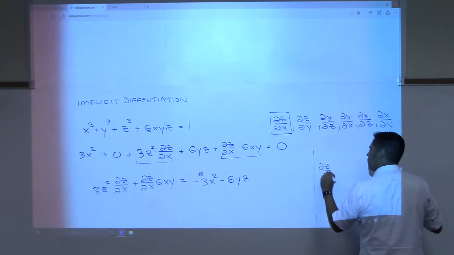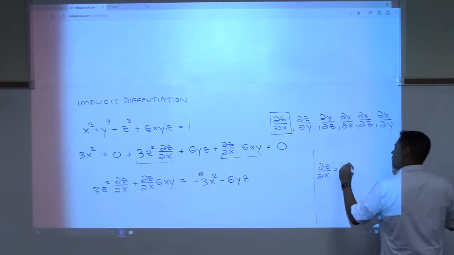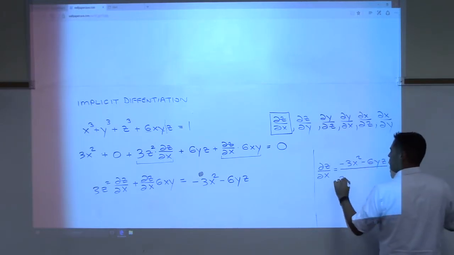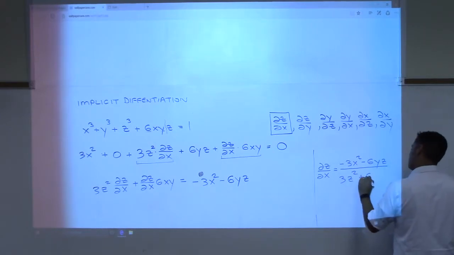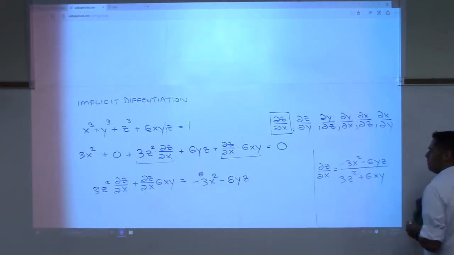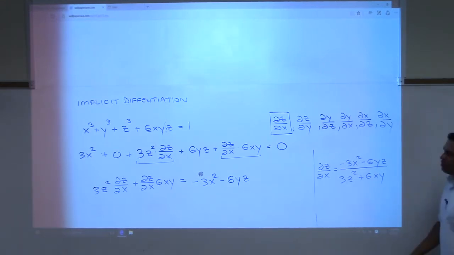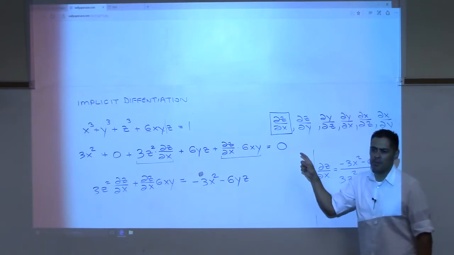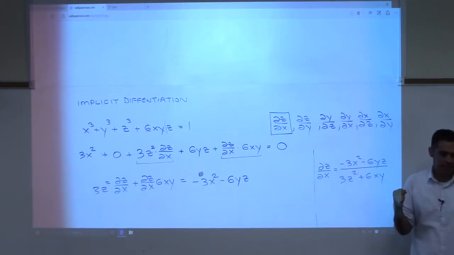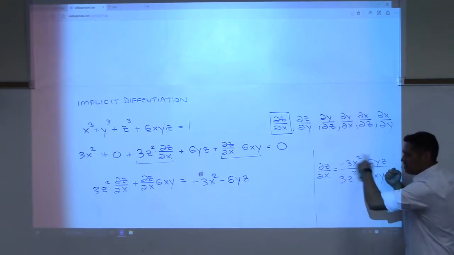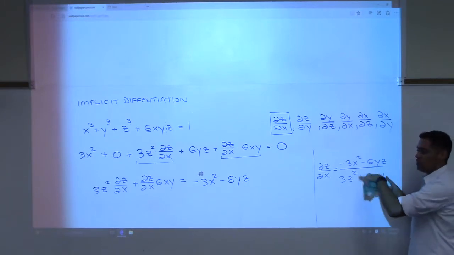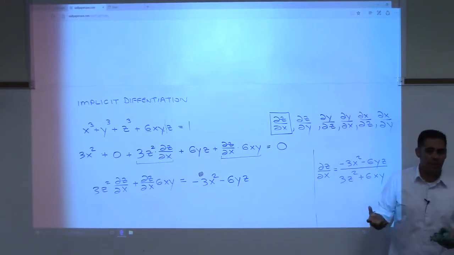Partial z with respect to x is negative 3x squared minus 6yz over 3z squared plus 6xy. So for this particular equation, if I want to know how fast z is changing with respect to x, I have to fix y. And then this is the rate it's changing, which means not only do I have to fix the y, I then have to give you the x and the z coordinates for where you're interested in knowing the information.